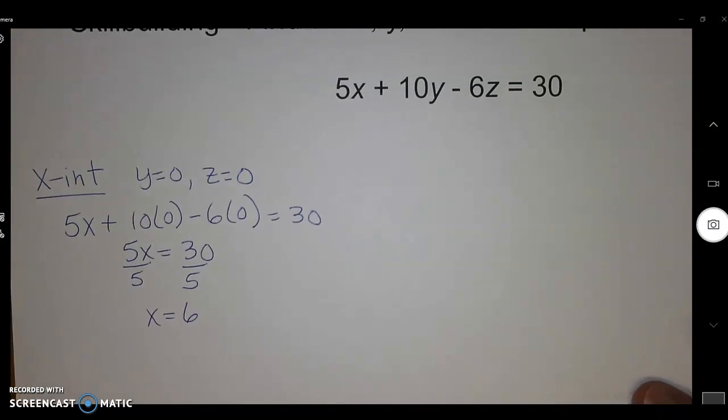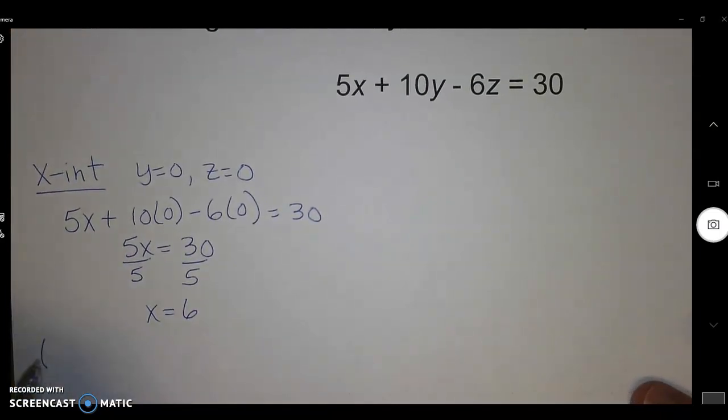Now, when I write my answer, I need to write it as an ordered triple. Triples are x, y, z. So x is first, y was 0, z is 0. So my x-intercept is 6, 0, 0.